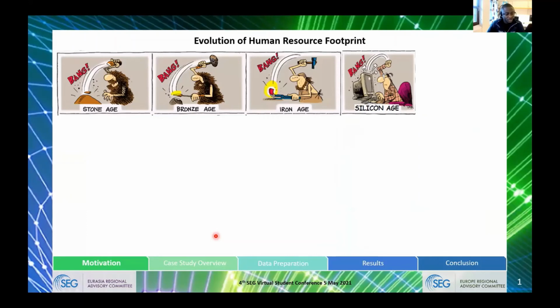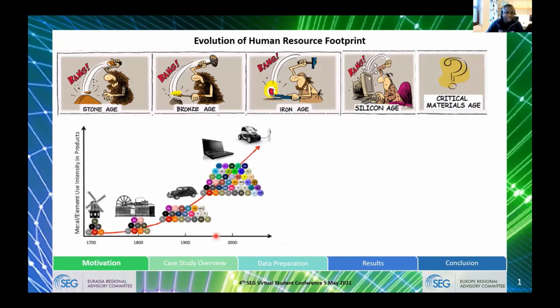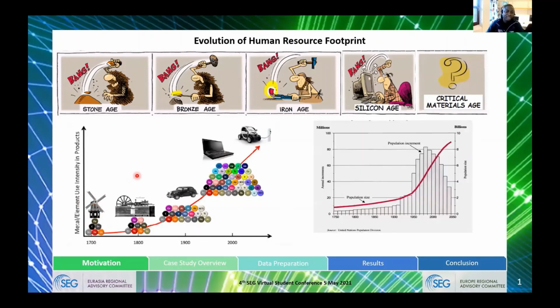Human interaction with natural resources dates back in time, so much so that we have different periods in our history named after different natural resources. And you would agree with me that we have come to a stage where we can call it the critical materials age, where the resource footprint needed by an individual is far greater than the resource footprint needed by a community back in the 1700s. If you combine this with the soaring global population size, for instance, between 2000 and 2010, there was a 1 billion increase in the population size. When you combine this together, you begin to see the grim reality of our resource footprint as a people.